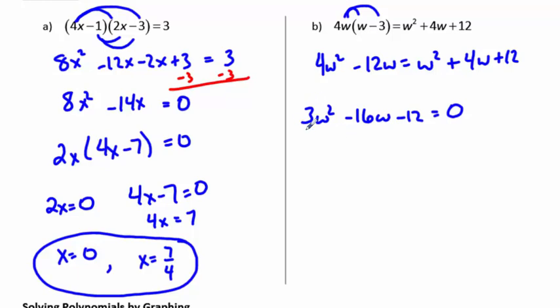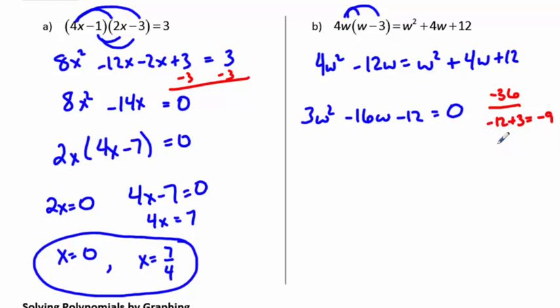Let's look at the first term, which has a 3w squared. The last term is negative 12. So if you multiply those together, you're going to get negative 36. It's negative, so the factors are going to have to be one positive and one negative, with a larger negative to get a negative 16. 36 is 3 times 12. So if you have negative 12 and a positive 3, that would add to a negative 9. So that one doesn't work.